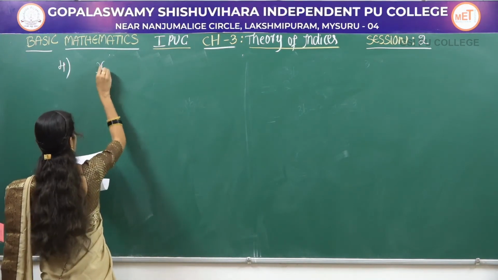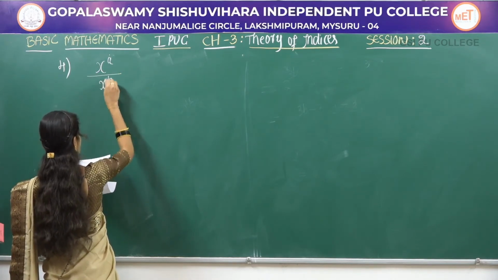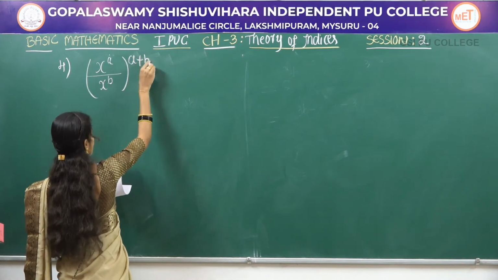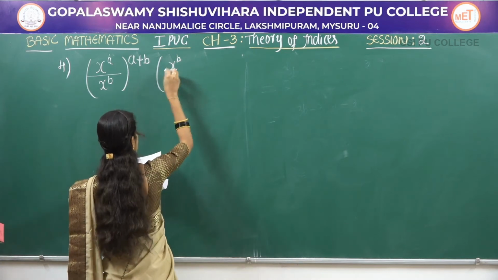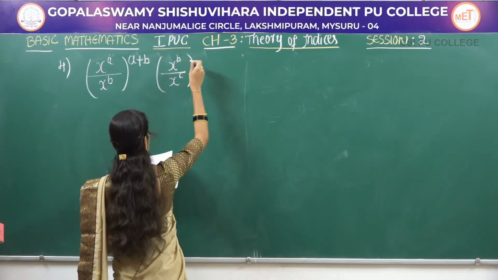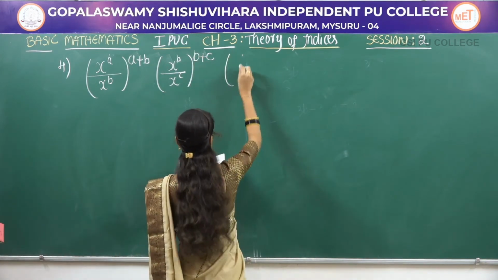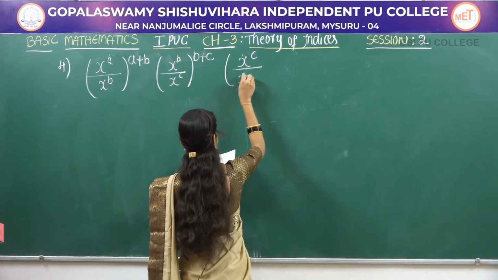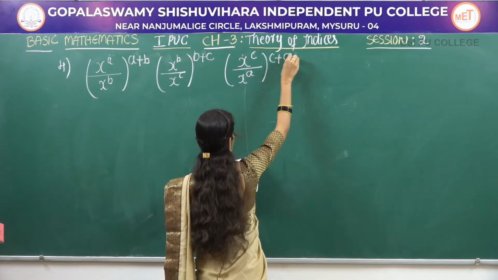Fourth problem, x to the power of a by x to the power of b whole to the power of a plus b into x to the power of b by x to the power of c whole to the power of b plus c into x to the power of c divided by x to the power of a whole to the power of c plus a.